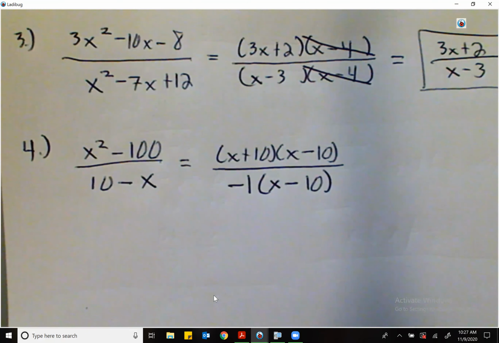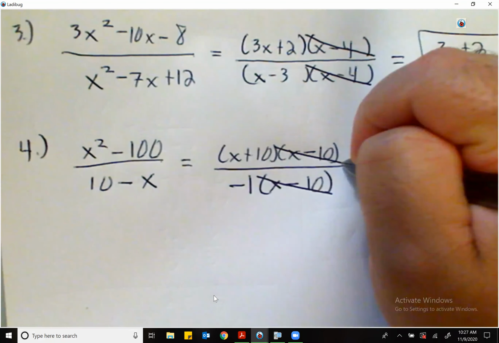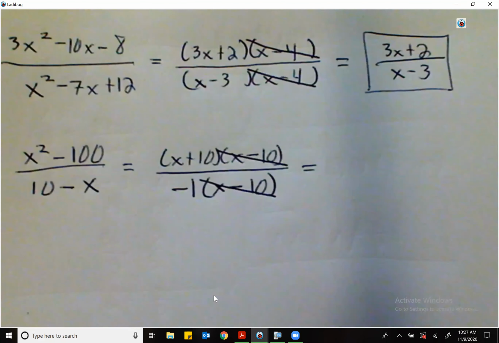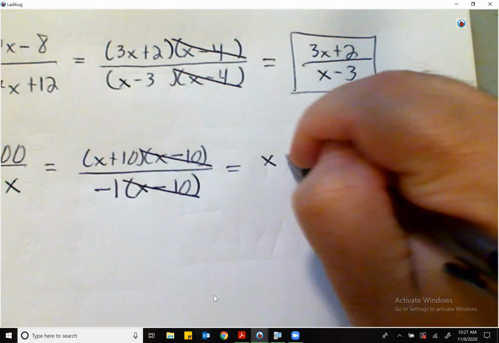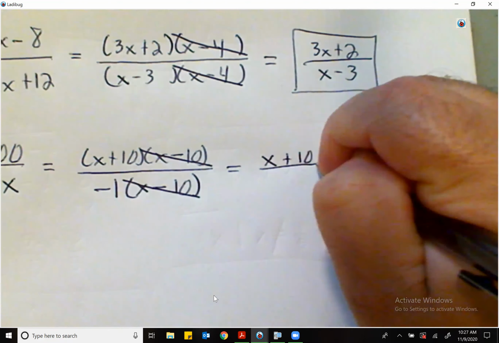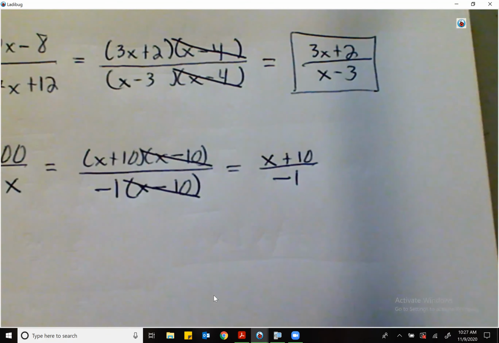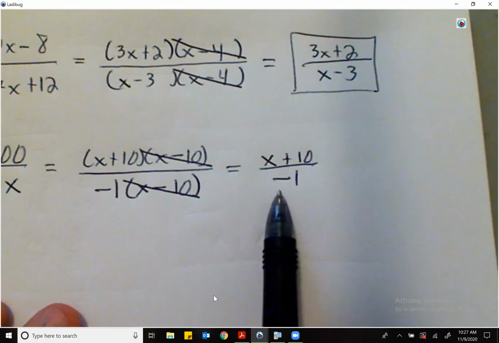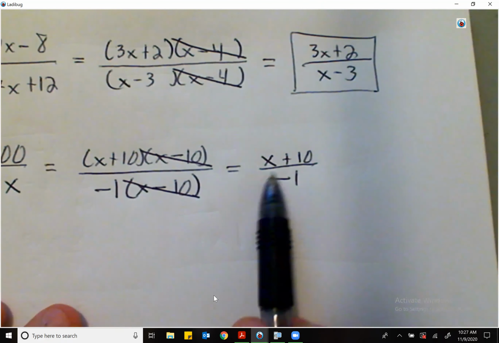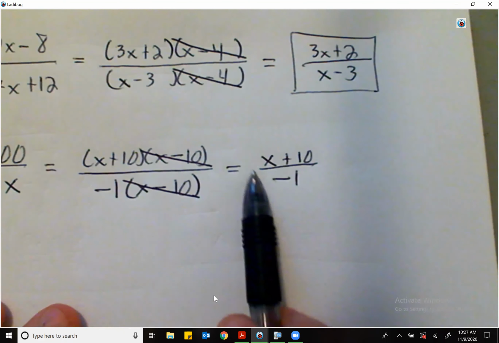Okay. All right. So what's canceling out? X minus 10. All right. Gone. What's left? X plus 10 over -1. Or just negative. So this is correct, but what MyMathLab will probably want you to do is they don't want you to have the negative necessarily in the denominator, but this is correct.